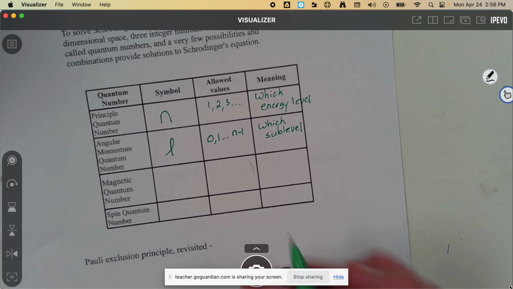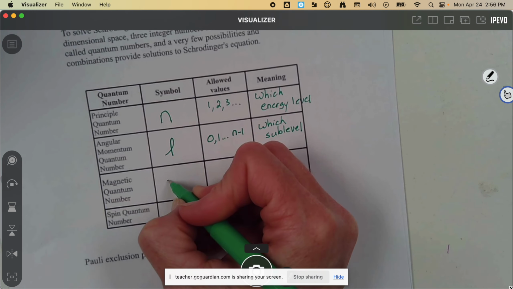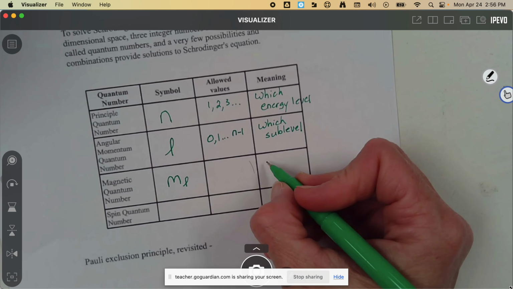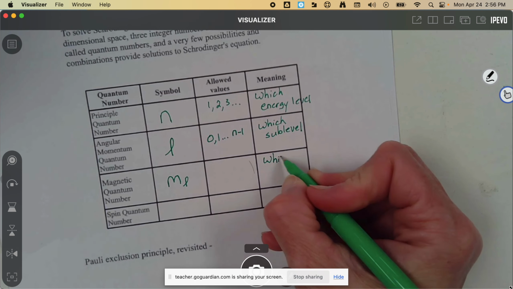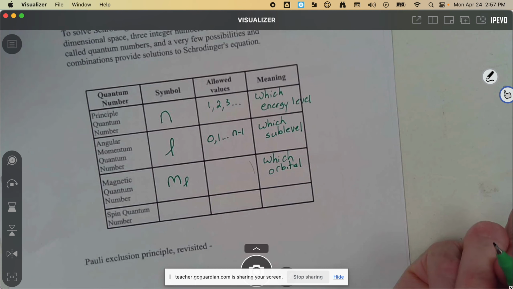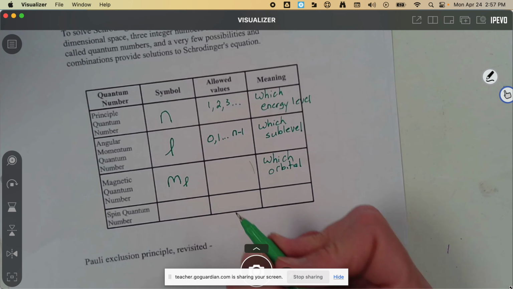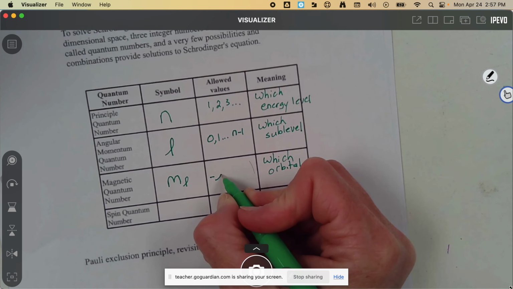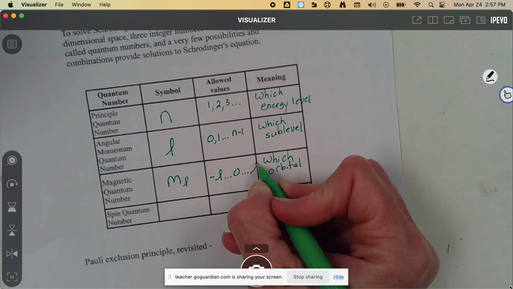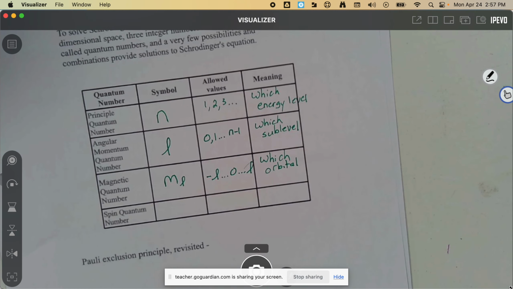Then there is a magnetic quantum number, m sub L. And it tells you which orbital. And its allowed values are negative L up through 0 and onward to positive L. And those are the numbers needed to solve Schrodinger's equation.